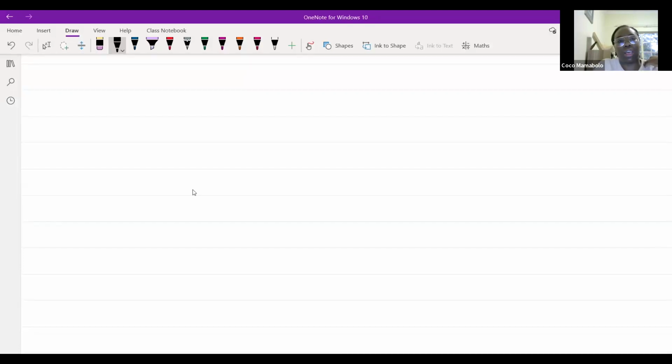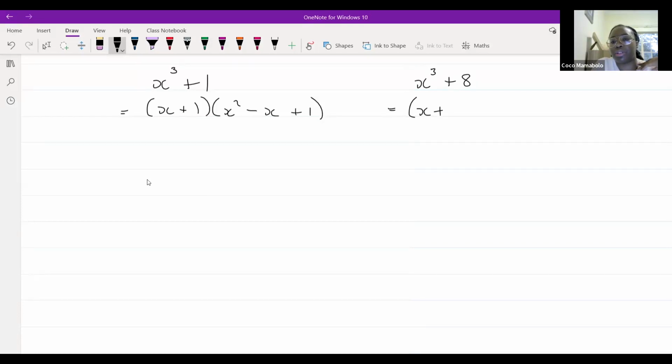Now, if I say to you guys, I've got x cubed plus 1, and then I factorize this for you, I'm going to give you x plus 1 times x squared minus x plus 1. That's the first thing I'm going to give you. I'm going to give you another one: x cubed plus 8. And I'm going to factorize it: x plus 2, x squared minus 2x plus 4.